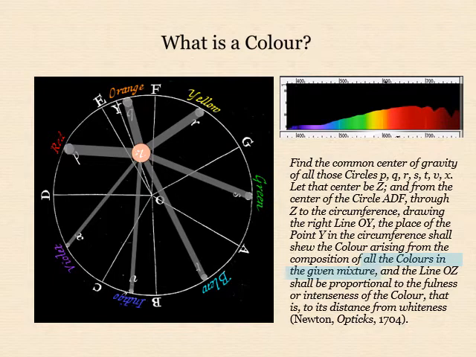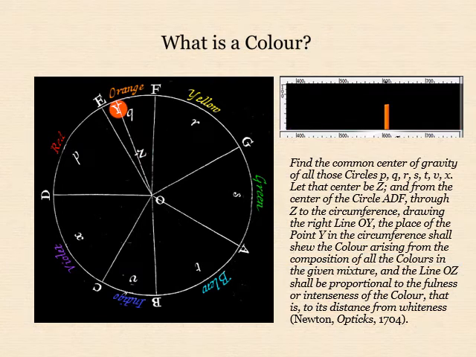Notice that here Newton speaks of all the colours in the given mixture, just as many educators still do today when they say that white light contains all the colours of the spectrum. But Newton made it clear that when he speaks this way, he is speaking not philosophically and properly, but grossly.